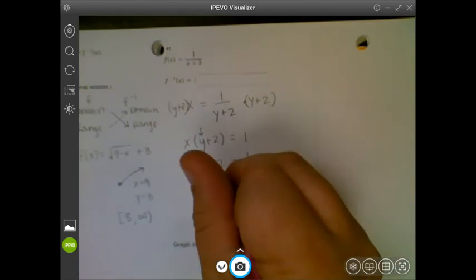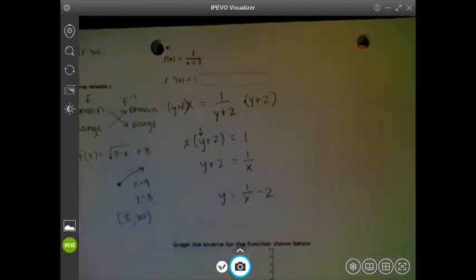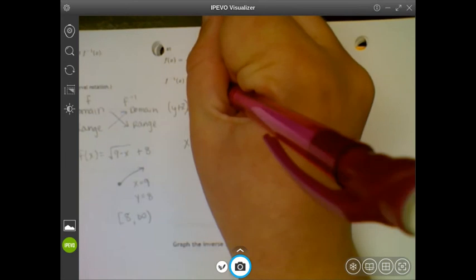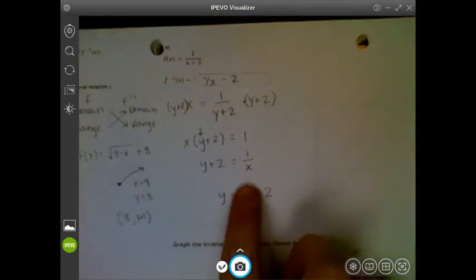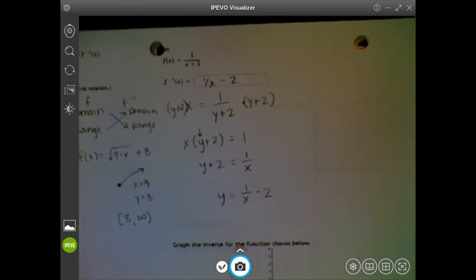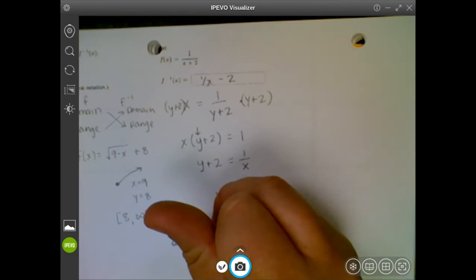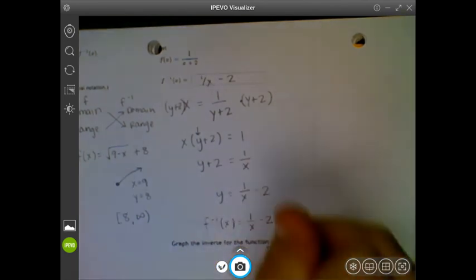And then last but not least, you can subtract 2 from both sides, so you have 1 over x minus 2. So your inverse function is 1 divided by x minus 2. And the minus 2 is not in the denominator. It was just a regular minus 2. And then you can always change the y to the inverse notation if you want. There you go.